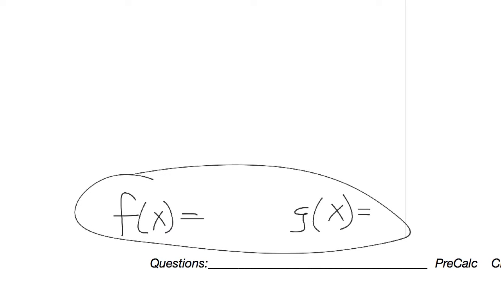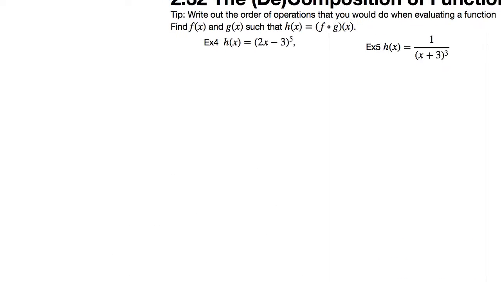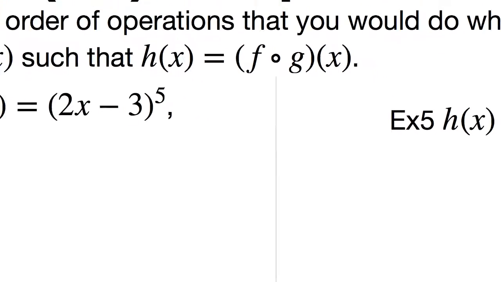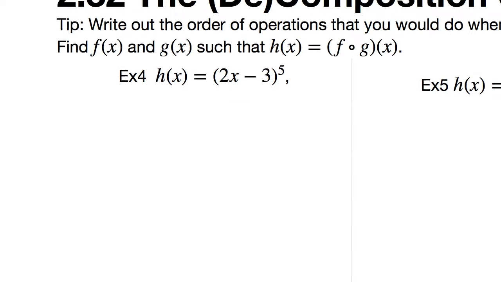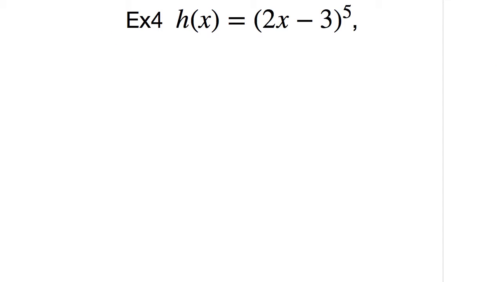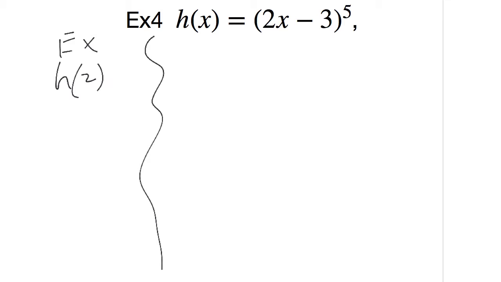And find f and g in such a way that when you compose them like this, you get back to the original h. So let's decompose them, let's break them up. The tip is to write down the order of operations that you would evaluate. So let's just do some pre-work here on the side. For example, pretend you just had h of 2 that you had to evaluate.